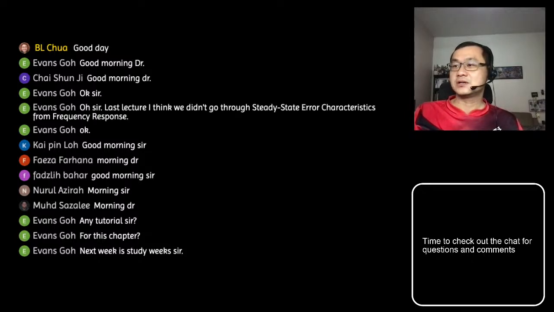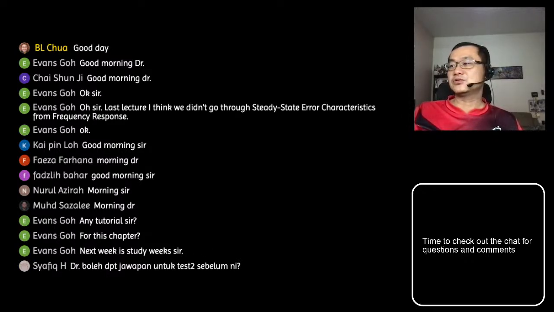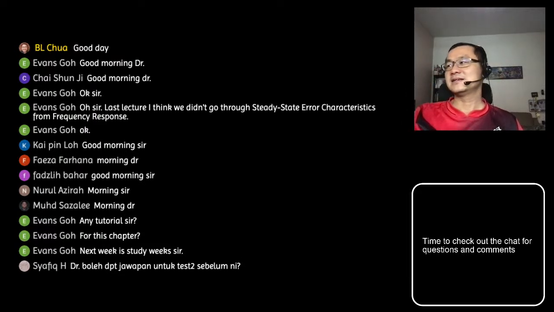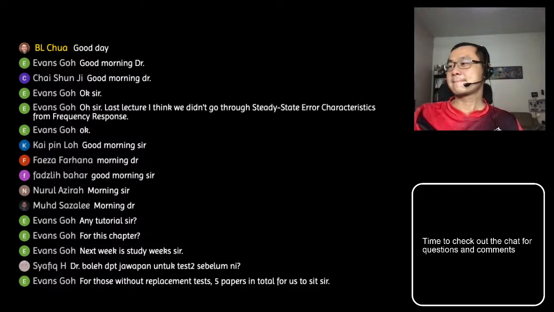The rest you should like having the replacement and so on. Can we get the answers for test 2 before this? I will post the so-called answer scheme, right? Not the exact answer, okay, because you can see the parameter is based on your matrix number, right? So I just put in like the guide, okay, how I would give the marks for those without replacement test.